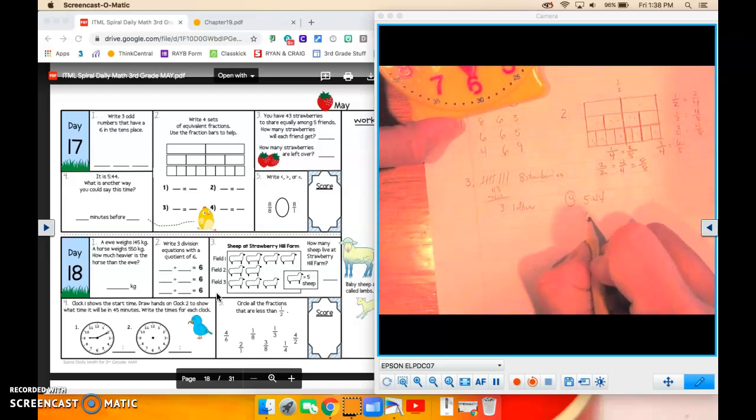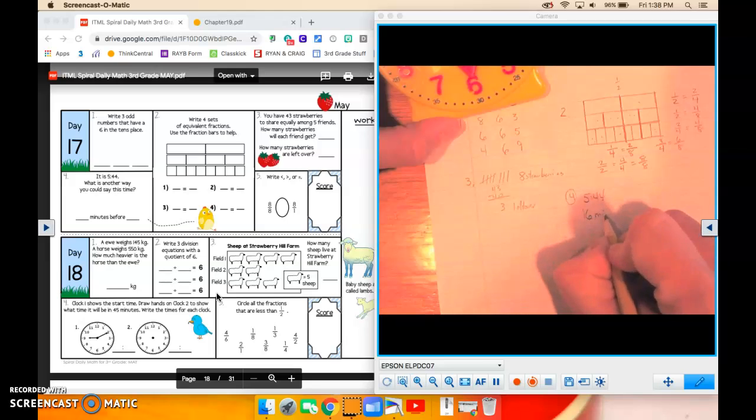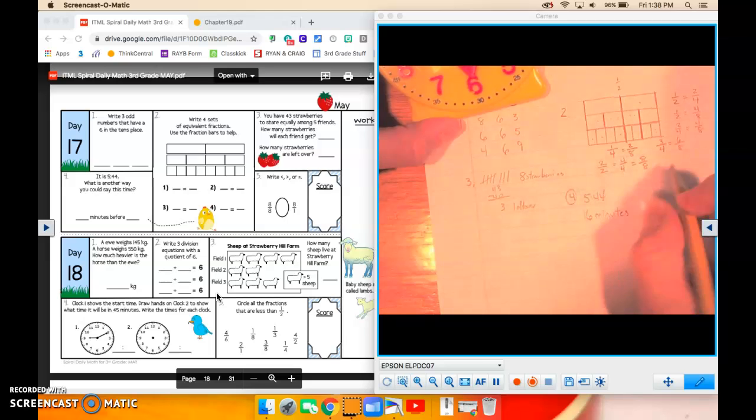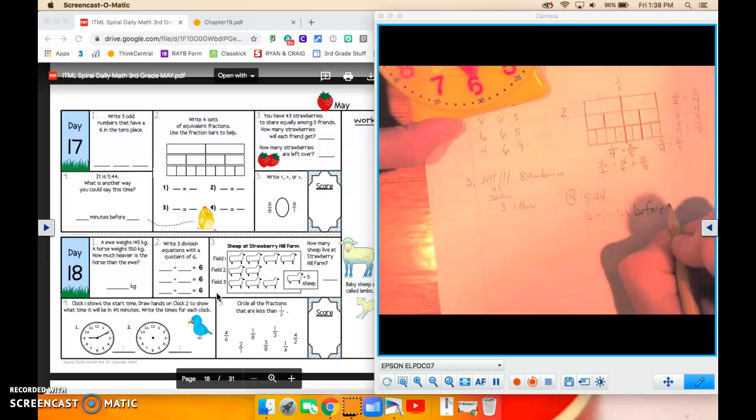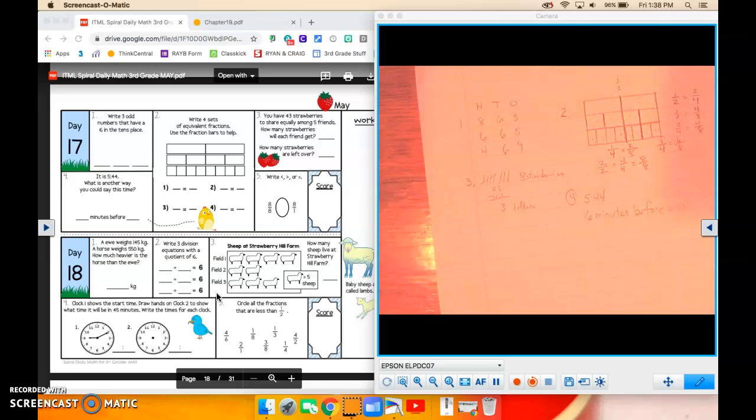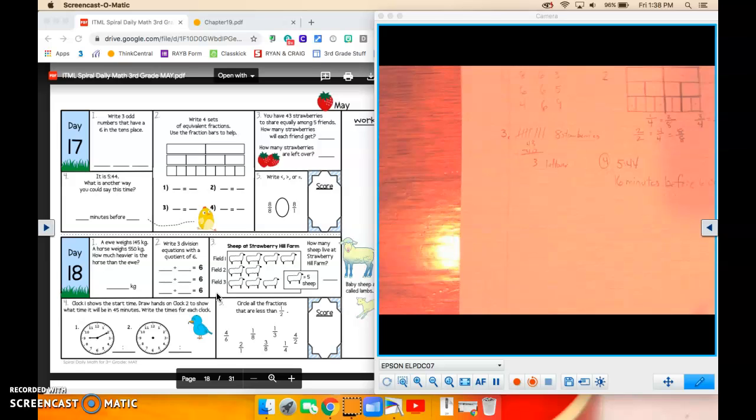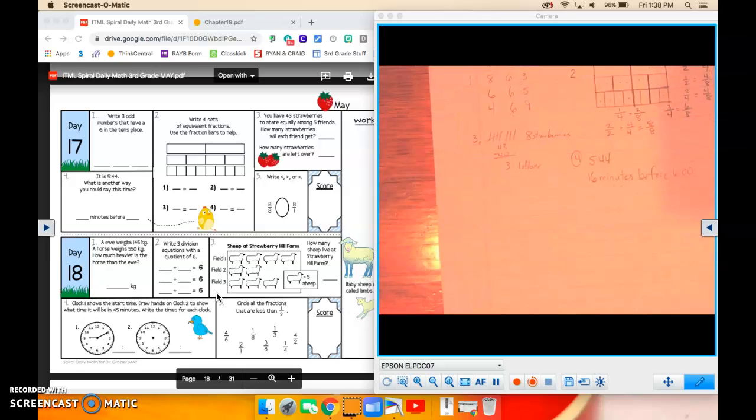So 16 minutes before 6 o'clock. Some people will just say 5:45, a quarter till 6. But to be a little more precise, since it's 5:44, we're going to say 16 minutes. So it's about 5:45. Okay, last one here, number 5.